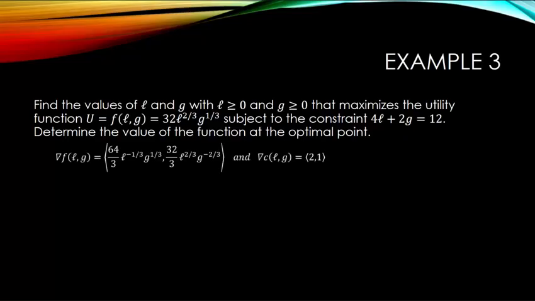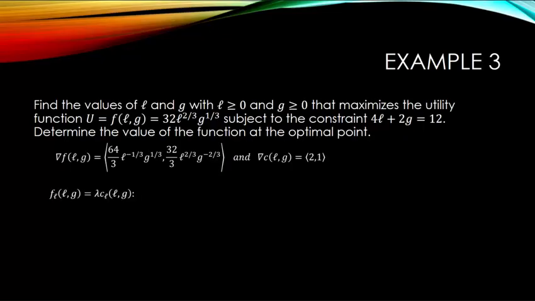The gradient of f of L, G is equal to a vector with components 64/3 times L to the negative 1/3 G to the 1/3 and 32/3 times L to the 2/3 G to the negative 2/3. And the gradient of c of L, G is equal to the vector with components 2, 1. This is because my constraint equation is equivalent to 2L plus G is equal to 6.